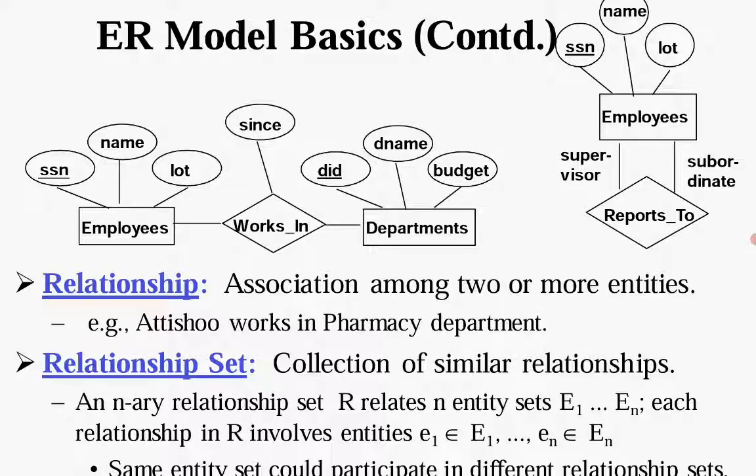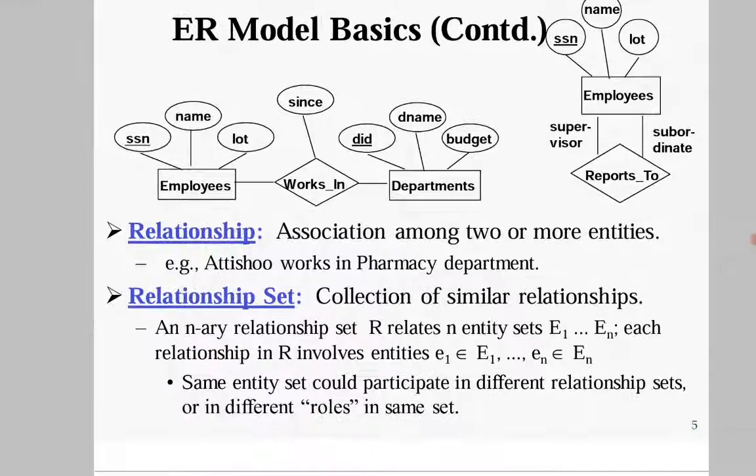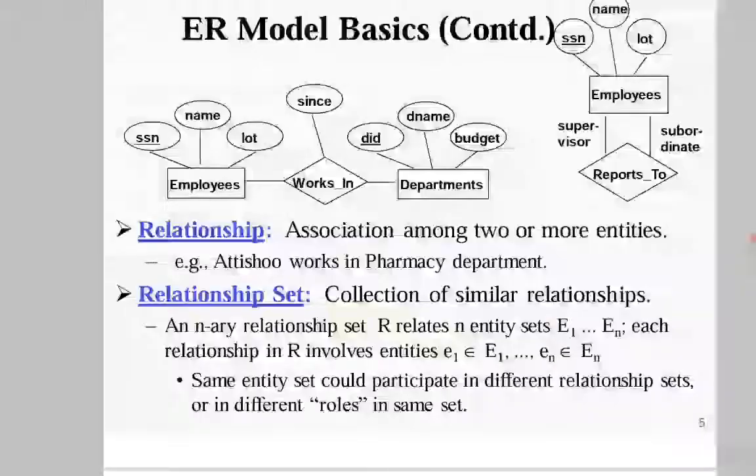So employees and departments: generally employees work in various departments of an organization. So here employee and department are two entities, taken as two real world things, and works in is a relation or relationship. So what is a relationship? A relationship is represented with a diamond symbol.